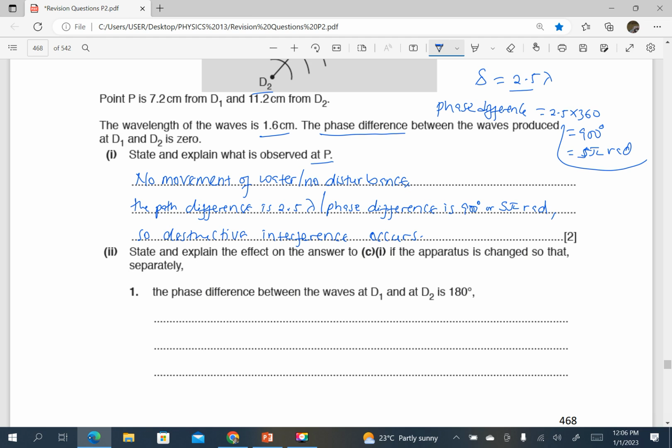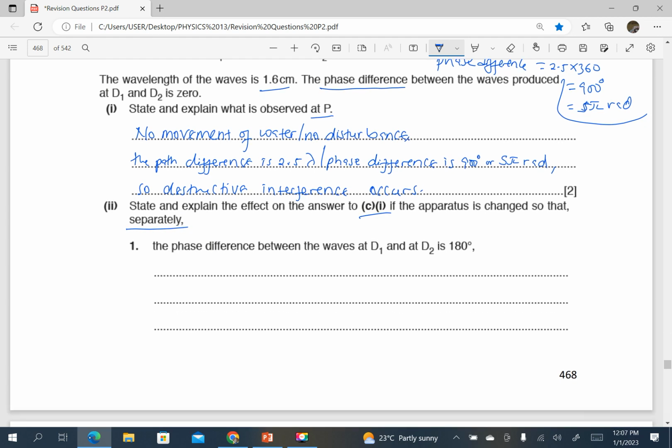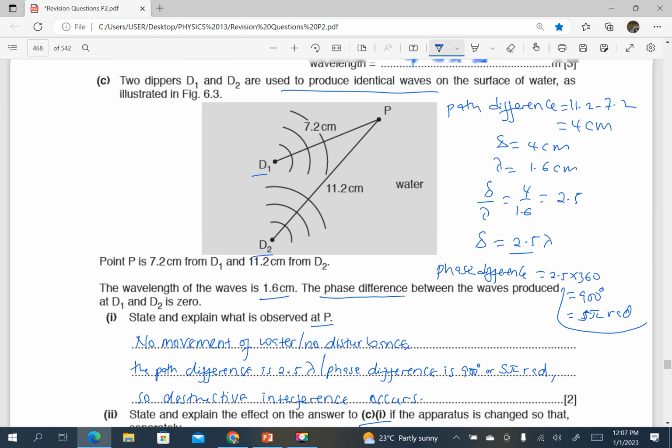State and explain the effect on the answer to C Roman 1 if the apparatus is changed so that separately, number 1, the phase difference between the waves at D1 and D2 is 180 degrees. Initially, they were in phase at D1 and D2, but then the phase difference has been changed to 180 degrees. What does that mean? If it has been changed from 0 to 180 degrees, it means where we expected a minimum previously, we are now going to see a maximum.